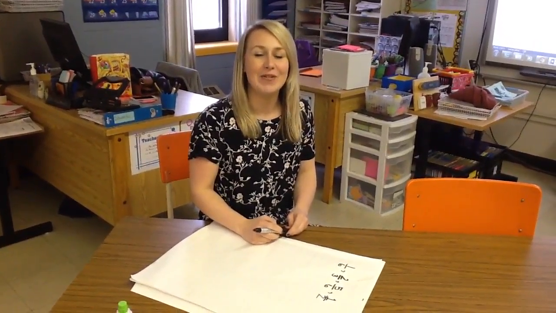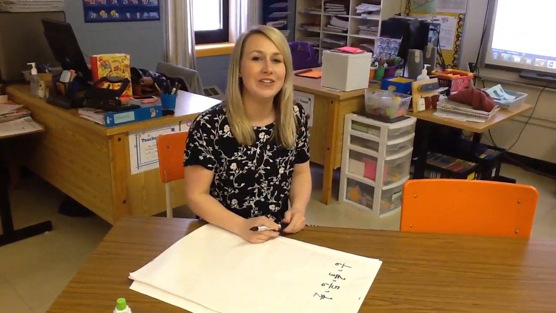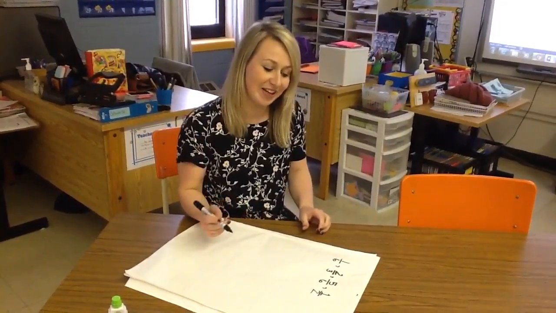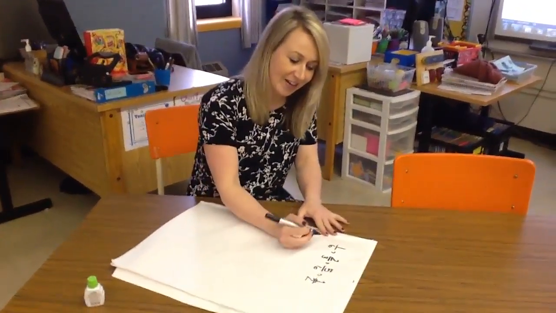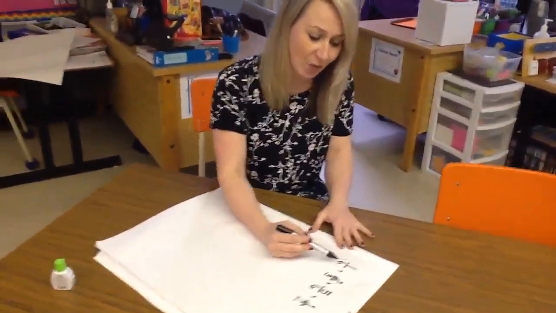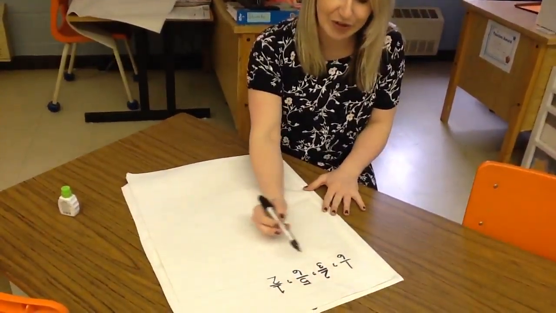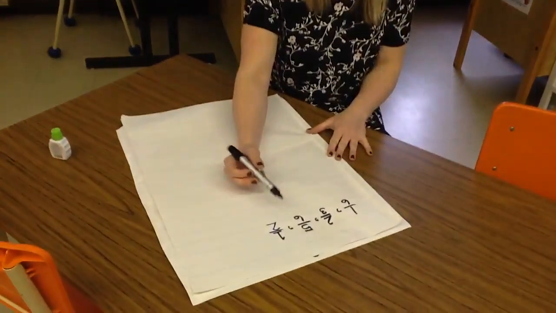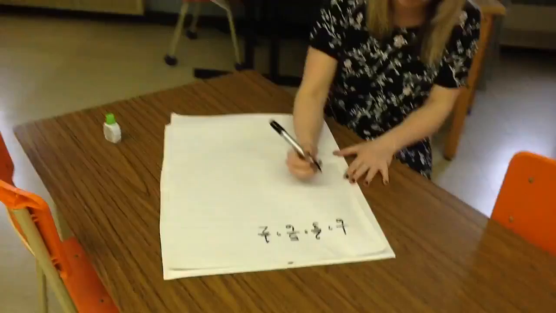Hi guys, I'm going to be showing you how to order fractions on a number line. So here I have my fractions. I have 1/6, 2/3, 5/6, and 1/2.